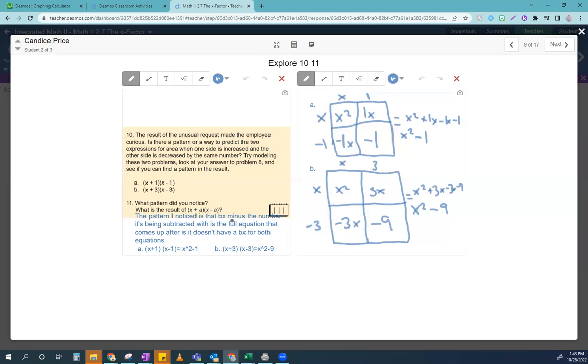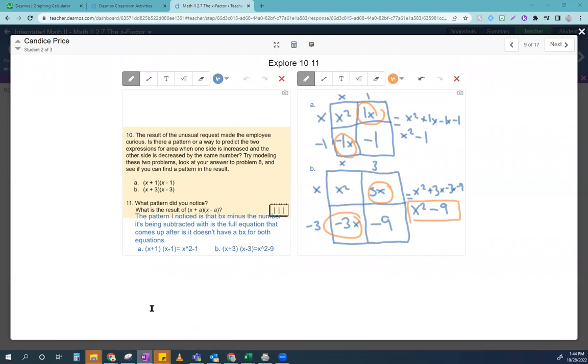The pattern I notice is that the x term is being subtracted with its full equation that comes up after, and it doesn't have an x term for both equations. So this person's kind of saying these two numbers keep canceling each other out, like the previous slide that we looked at. Someone's like, canceling out, Miss Johnson? Yeah, these are canceling out each other. They're equal to 0. So if I see opposites here, x plus 3, x minus 3, I can use the little pattern shortcut that I just came up with.